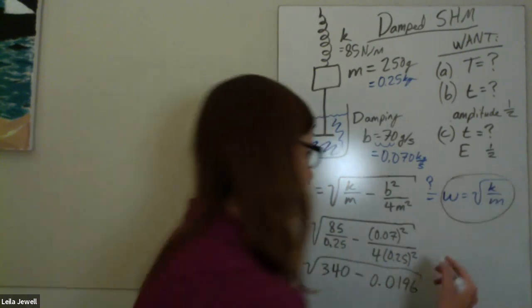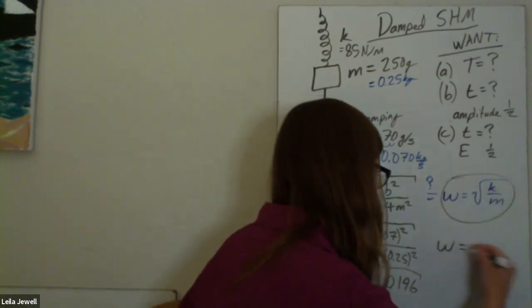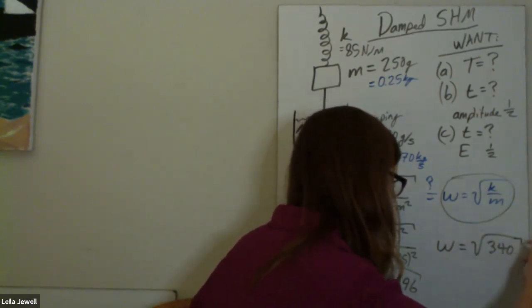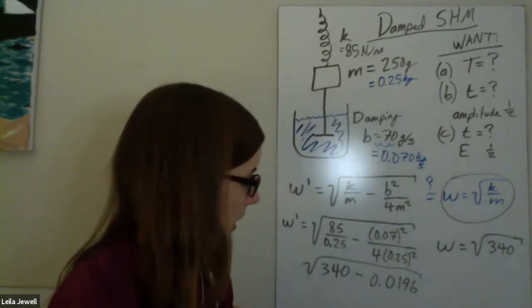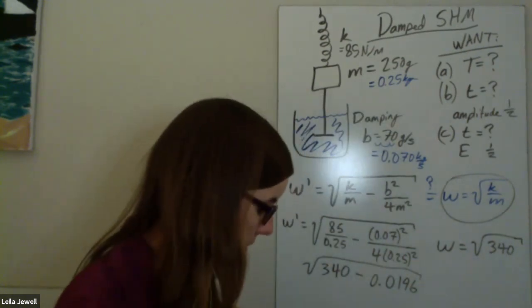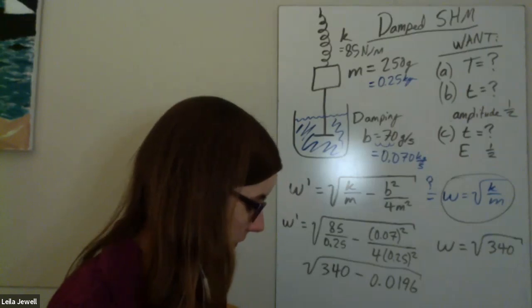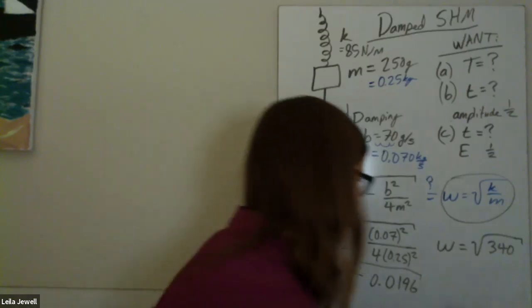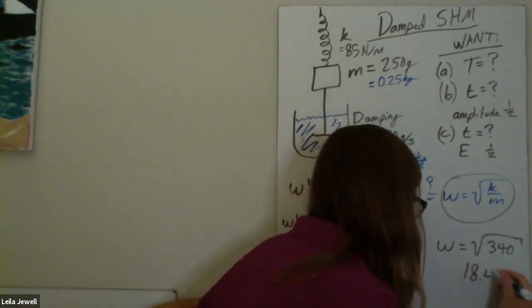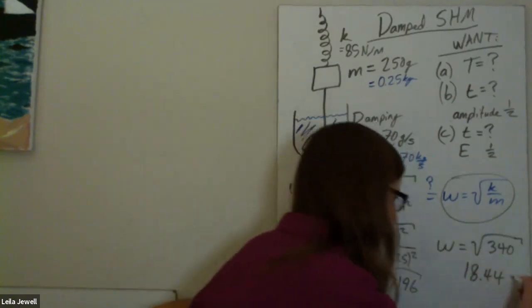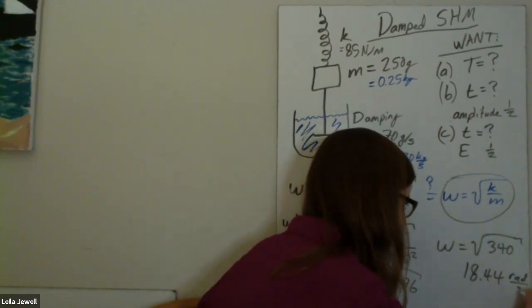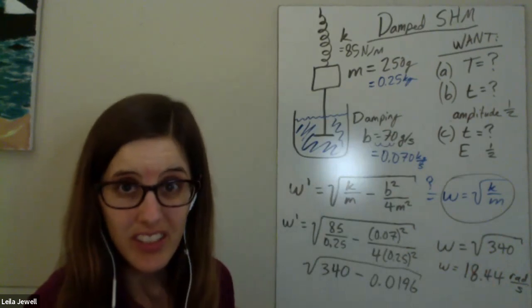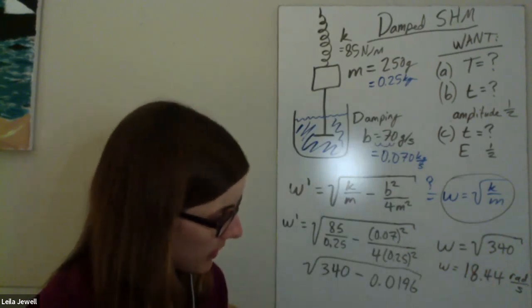So that's pretty nifty. So we can find our angular frequency is the square root of k over m, which is 340. And so if we take the square root of that, then that would be 18.44. Angular frequency has units of radians per second, but notice we are solving for period here. So this is not yet period.